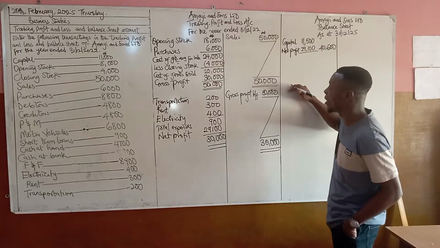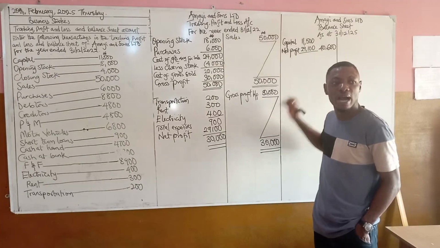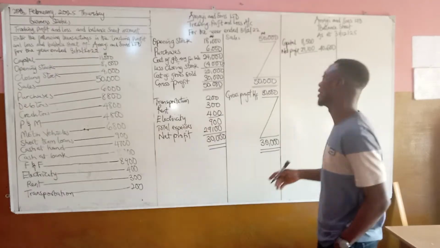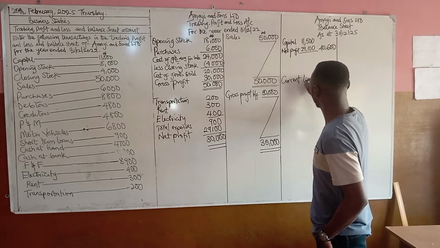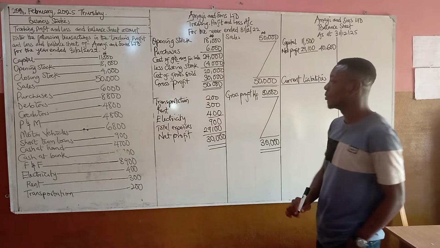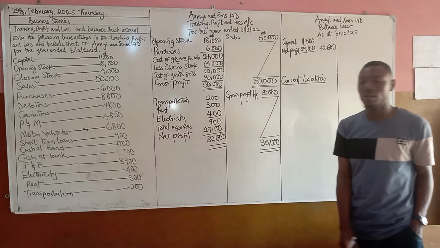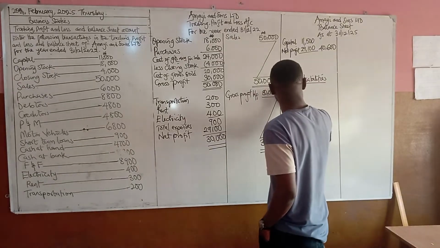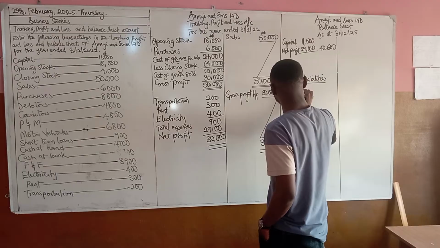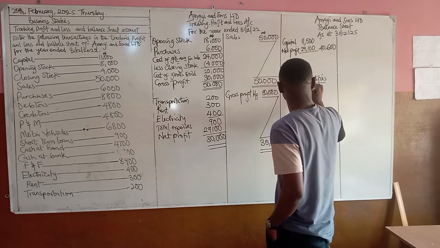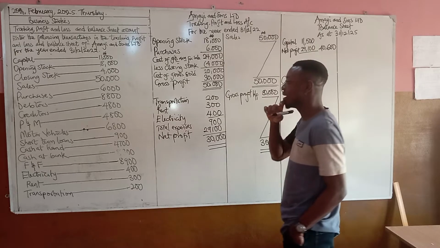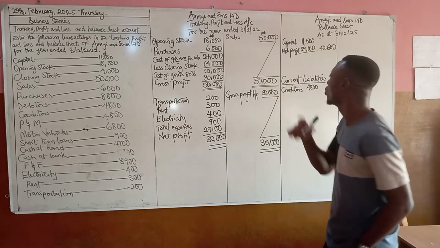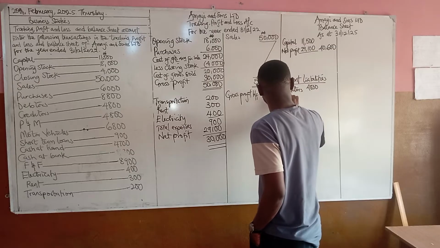Now, under our subheading, under the debit side, what do we have? Current liabilities. Wonderful. So we have our current liabilities. Now, what are the liabilities we have? Creditors. Wonderful. So our creditors, what's the value? 4,800. Okay. Another liability we have: short-term loan. Thank you.